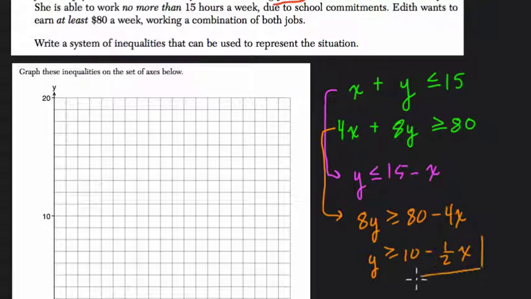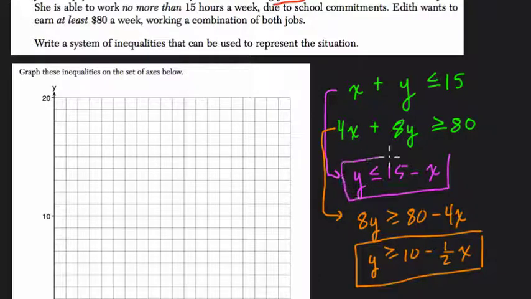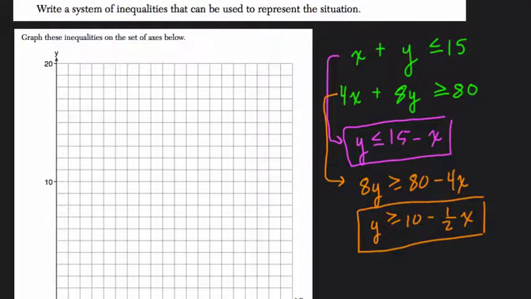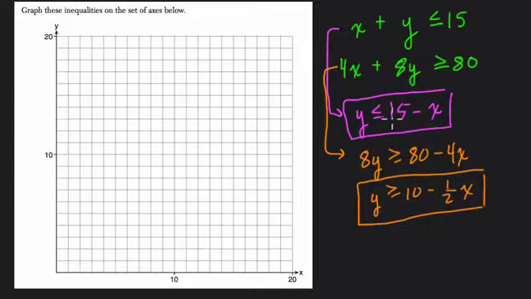Our two equations are easier to graph for me in mx plus b format because we now know our y-intercepts, 15 and 10, and our slopes, negative 1 and negative 1 half. So let's plot the pink one first. Here's 10, 11, 12, 13, 14, 15. And then our slope is down 1 over 1, down 1 over 1. I'm going to keep plotting because unless I actually have a ruler in my hand, I have a hard time lining these things up. Okay, so this is our first line.